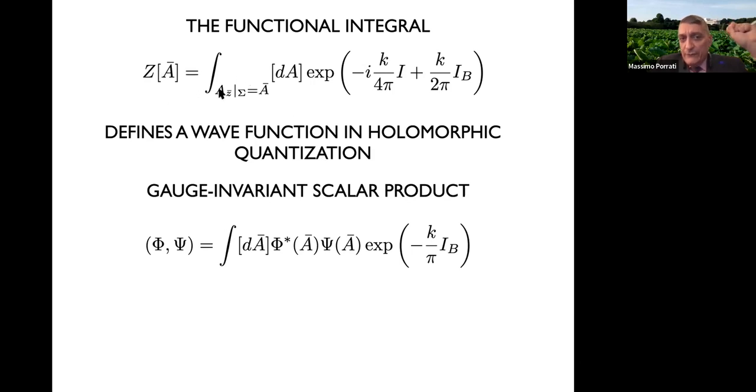You have a boundary for your manifold, which is two-dimensional. So you can also define a wave function, a wave functional, where the argument is the anti-holomorphic component of the gauge field. And to define a Hilbert space, you need a gauge invariant scalar product. This gauge invariant scalar product is related to the partition function, because actually the same boundary term that appeared in the partition function also appears in the definition of the scalar product. In particular, you see that both here and here you have the level k.